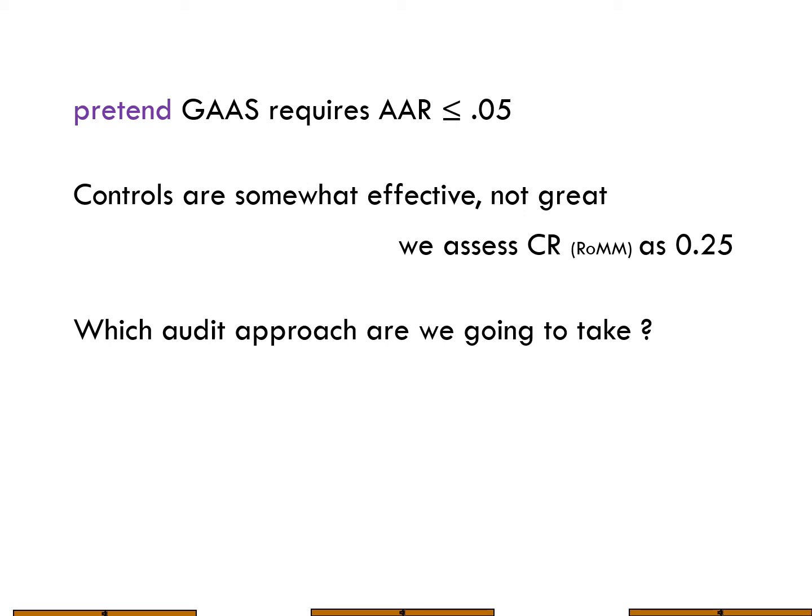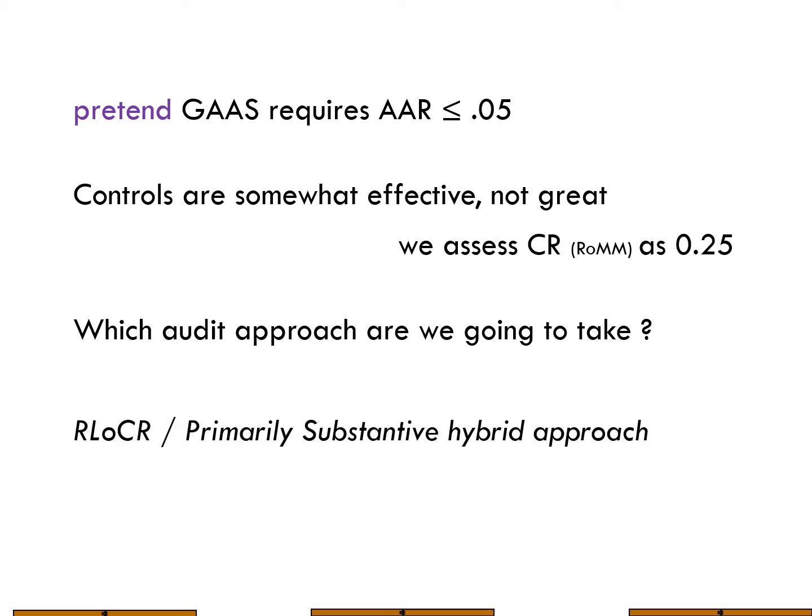Controls are somewhat effective, not great. We preliminarily assess control risk as 0.25. Which audit approach? This is tough. We're taking a reduced level of control risk approach because control risk is less than 1, so it's reduced. However, the controls aren't effective enough for us to rely on so much, so we're also going to have to do fairly extensive substantive testing. Plan detection risk is going to be 0.2.